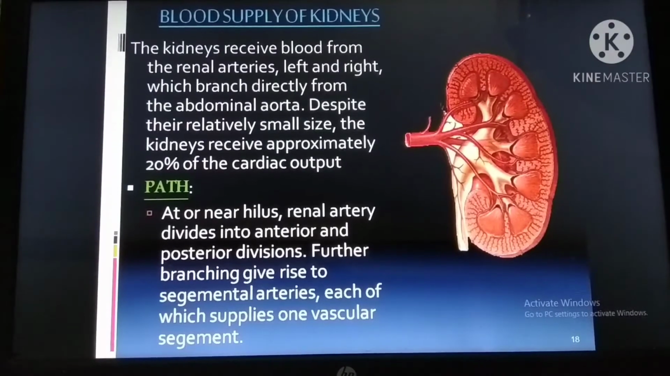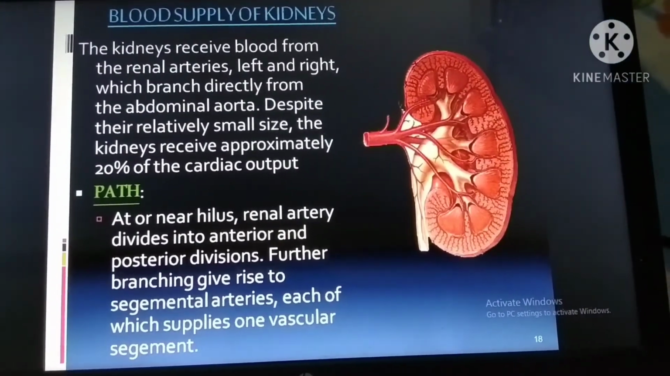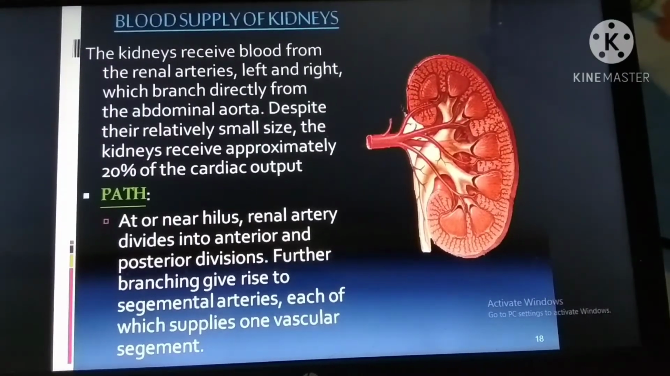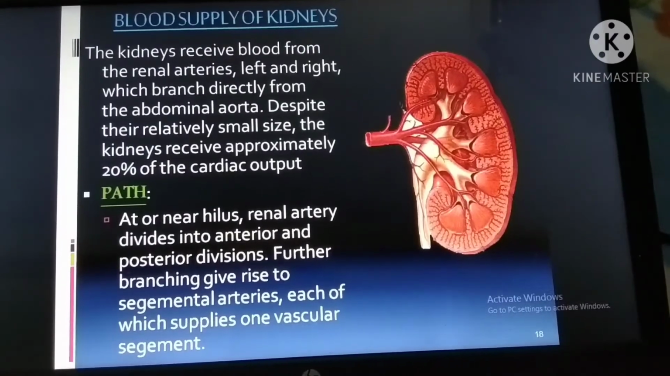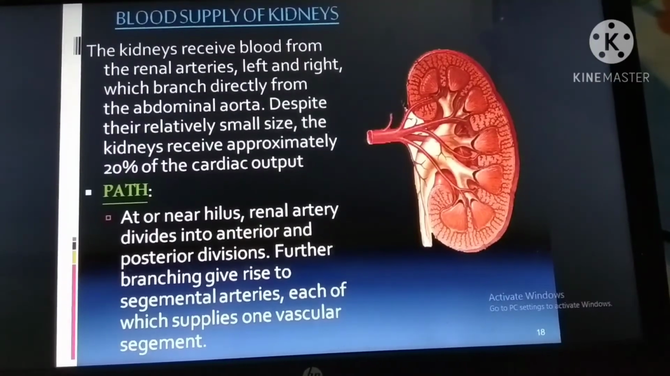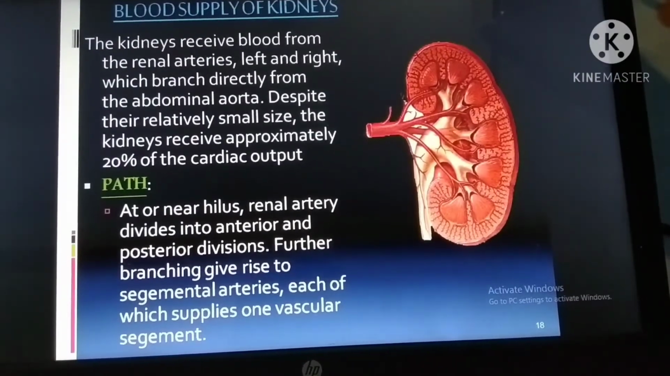Here we show the blood supply. The kidney receives blood from the renal artery, right and left, which branches directly from the abdominal aorta. Despite their relatively small size, the kidneys receive approximately 20% of the cardiac output.